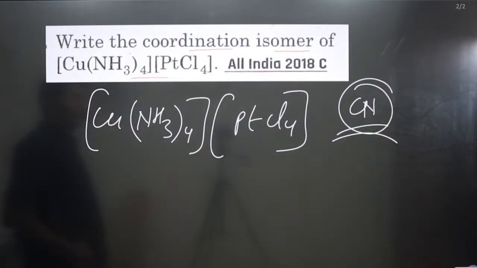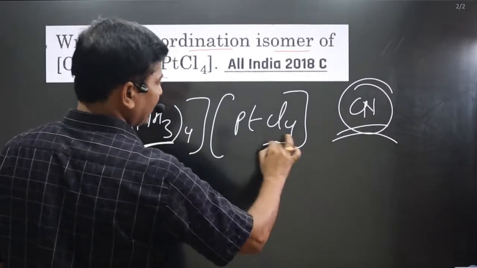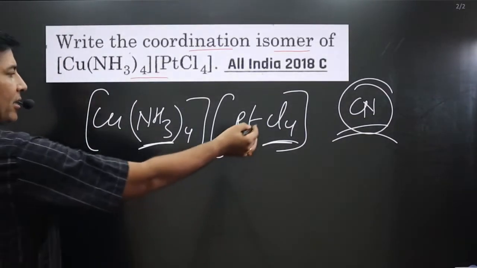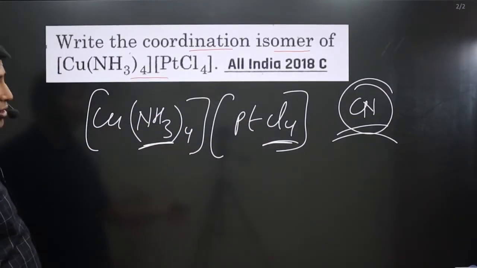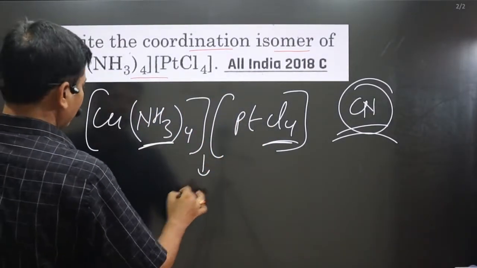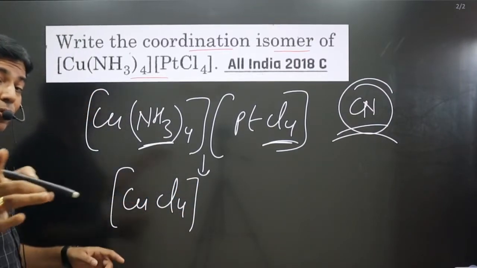It should remain the same. You can see in this case we have a neutral ligand, in this case a unidentate negative ligand is there. They will exchange their position. Cl will come in place of NH3 and NH3 will be there in place of Cl. So as a result we get Cu and it is Cl4. You can see the coordination number.